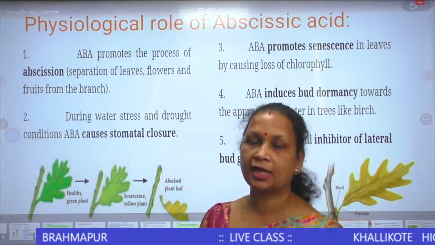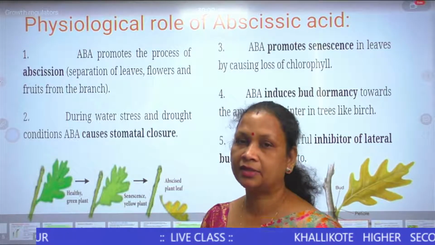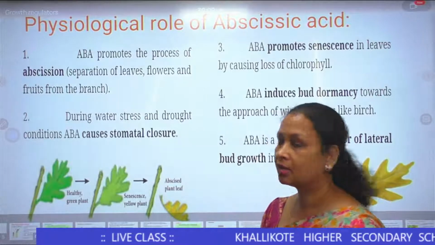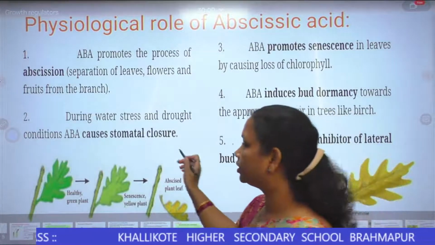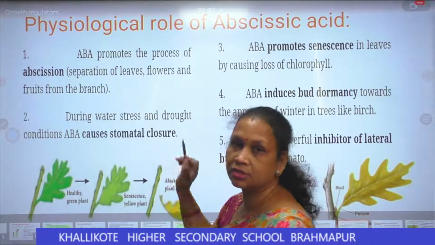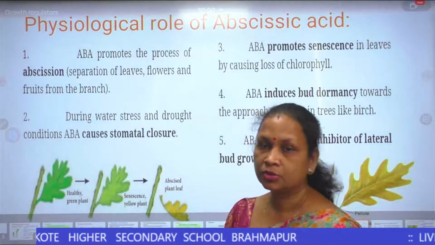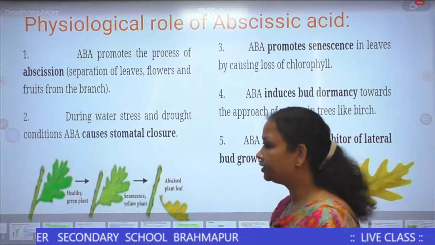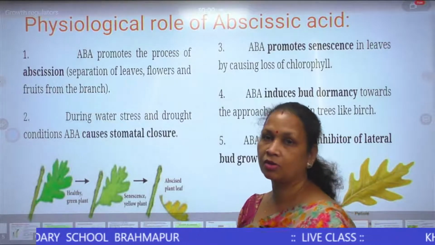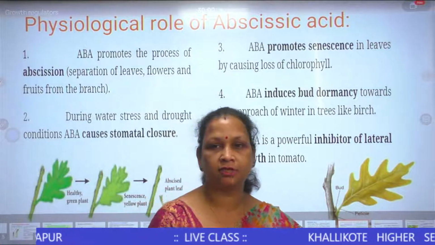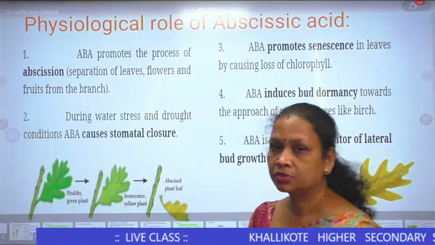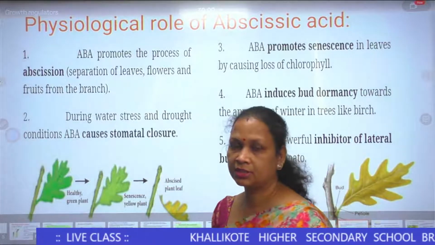So, these were all the 5 different types of plant growth regulators or the phytohormones that we studied. Abscisic acid is also commercially used as an anti-transpirant, and it is sprayed over the plants in the agriculture field, so that the transpiration rate is reduced by causing stomatal closure.